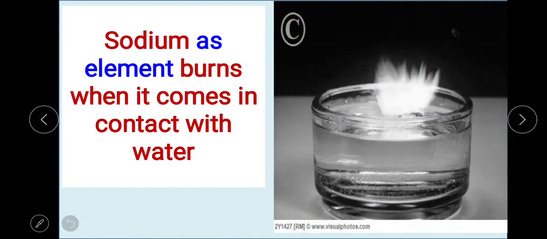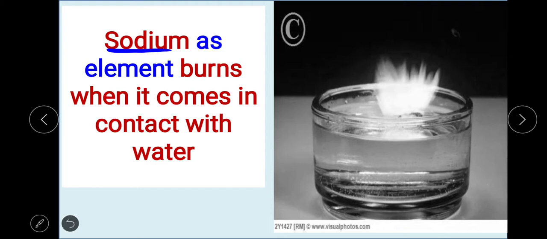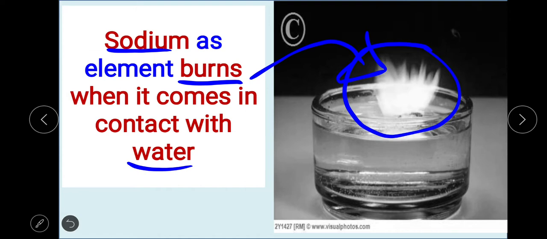Here, as you can see, sodium as an element burns when it comes in contact with water. Here in the picture, you can see that when sodium is added to water, it will eventually burn. But there's a big but here.